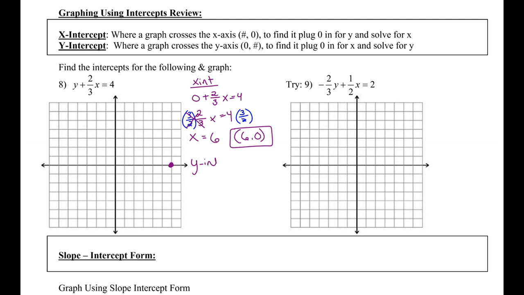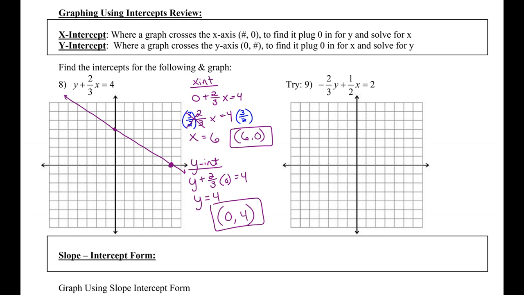I then want to look at finding the y-intercept. To do this, we plug 0 in for x and solve for y. So I will have y plus 2/3 times 0 is equal to 4. 0 times anything is 0, so I'm left with y is equal to 4. For the y-intercept, my x is always 0, and I use the value I found for my y-coordinate. If I plot 0, 4, I now have 2 points on my graph which I can connect to form my line.